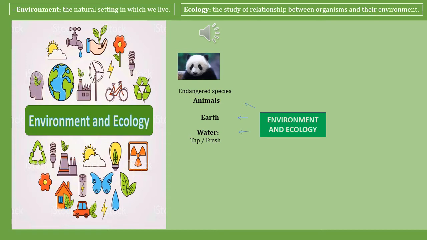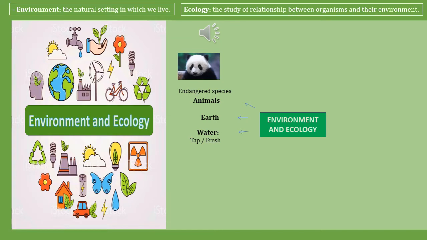Yes, only a small number of pandas exist. So it is an example of endangered species or endangered animals. Endangered animals are the ones whose number is small. We have few of them in the world, so we need to protect them. Okay, like tigers, elephants, etc.